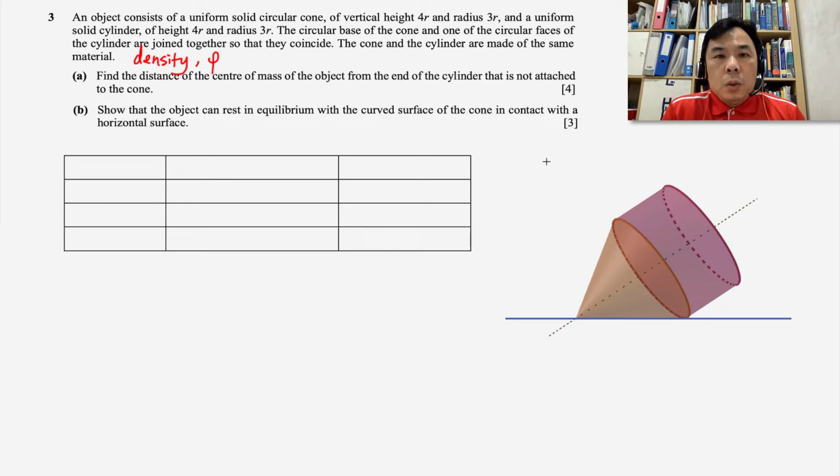Now, in order to help you to illustrate how the shape actually looks like, I have already prepared the drawing over here. You can see that it consists of a cone. The height is 4r here, okay, 4r. And then it has a radius of 3r over here. Right. And then the height of the cylinder is also 4r.